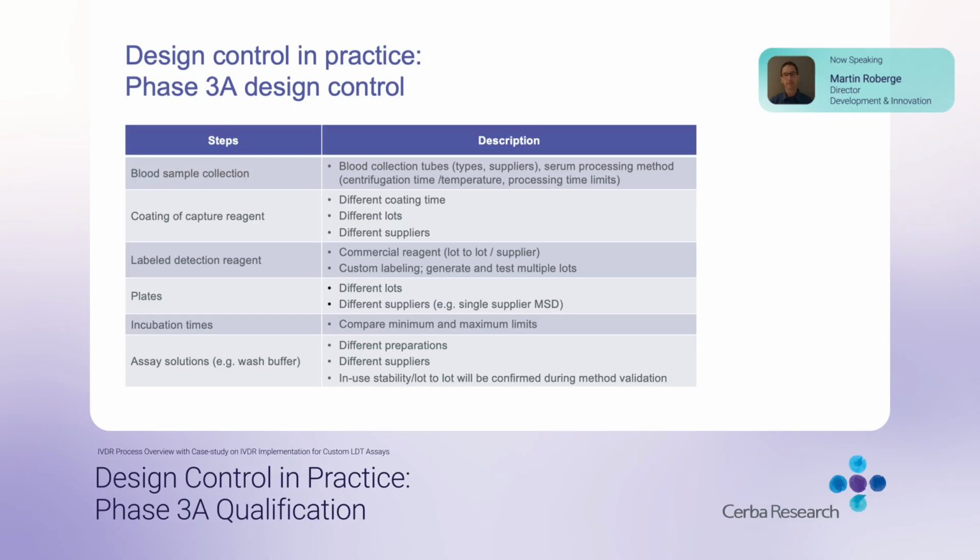We've talked about this assay as having a custom labeled detection reagent. So for the commercial reagent that's used for the label, we need to verify lot-to-lot variability. Again, if we can have this reagent from different suppliers, it will need to be tested as well. We need to do custom labeling, so generate multiple lots of the custom labeling and compare these lots in the assay to make sure they are very consistent.